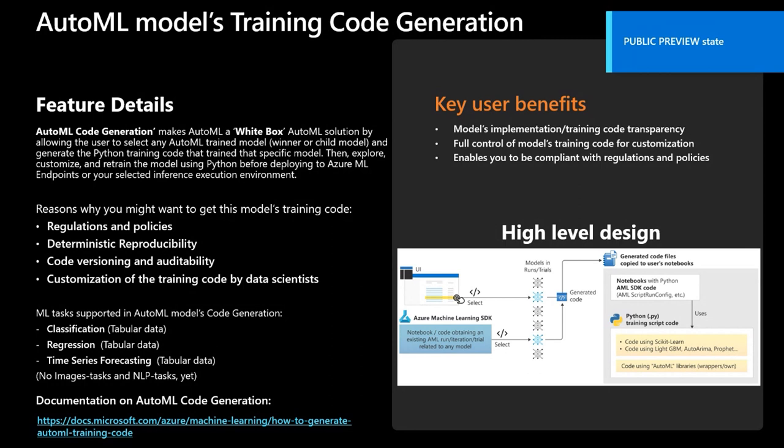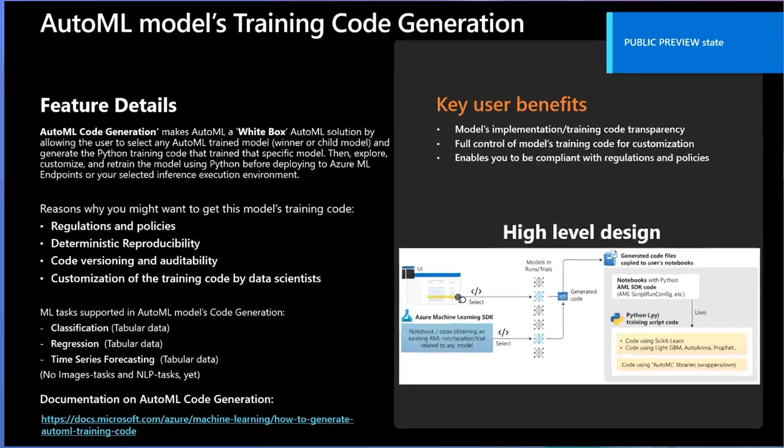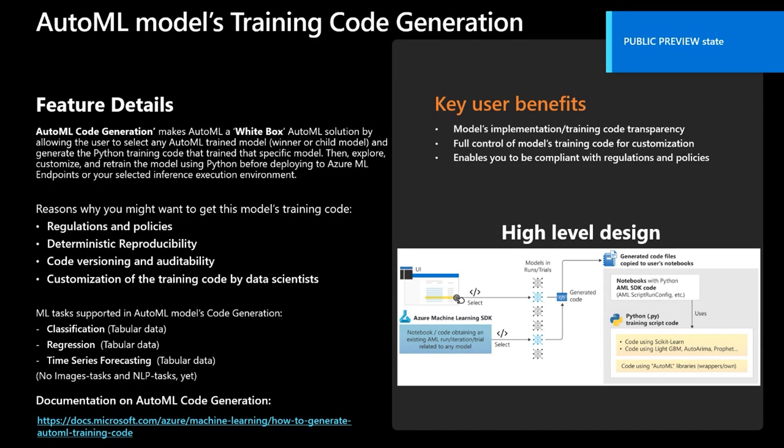I have regulations and policies, and because of the law sometimes, I need to have the real training code of the model that I'm going to deploy into production. And also I want deterministic reproducibility, so this is the code for that model. If I get new data, it'll train exactly the same way. And finally, there are also some data scientists who say, hey, I want full control of the training code, and I also even want to tweak the hyperparameters of the model and work at a lower level than what AutoML gives me, right? So that's provided with code generation.